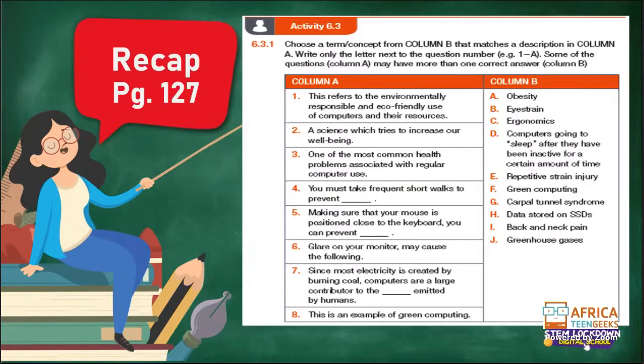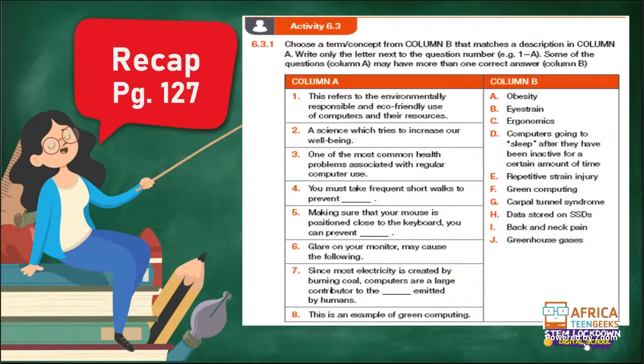It says eye, where is eye? Back and neck pain, because remember this one is due to improper posture. That is back and neck. It's due to an improper posture when you are seated. So for you to help with this one, you need to sit properly. But why do you need to take regular, frequent, short walks?